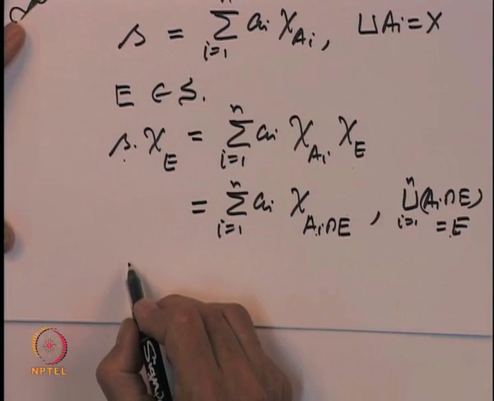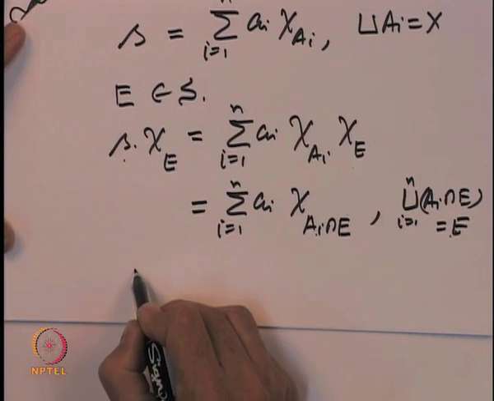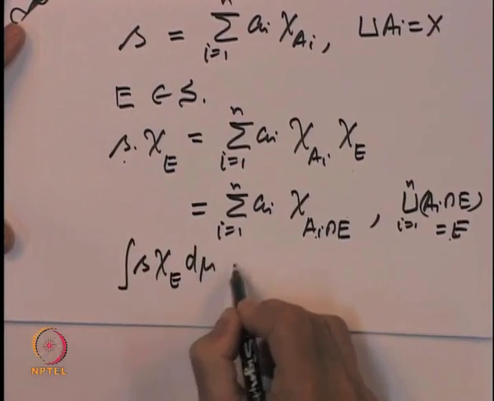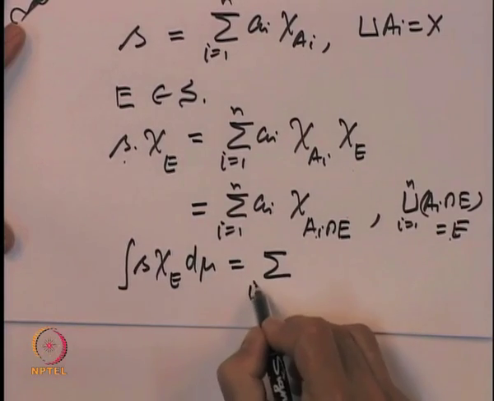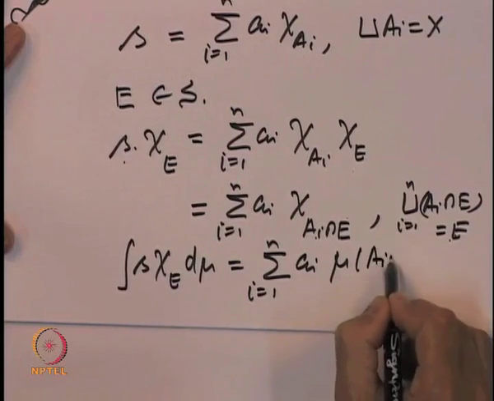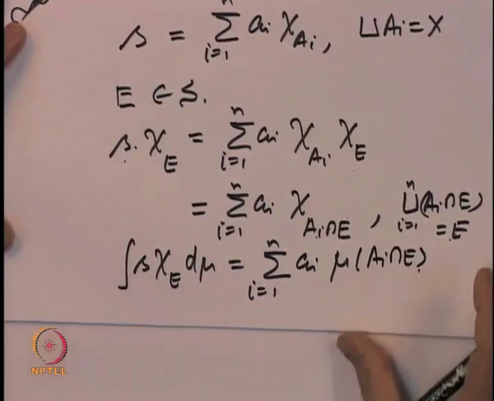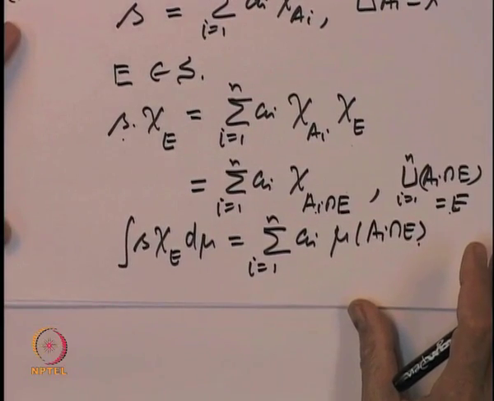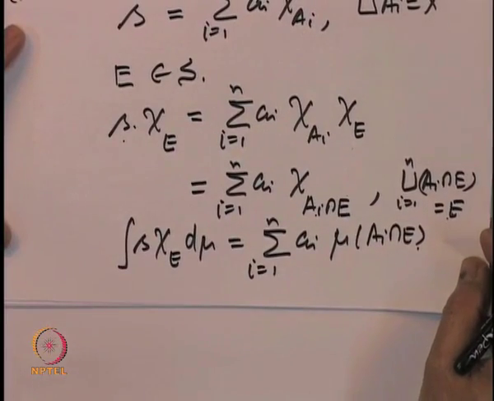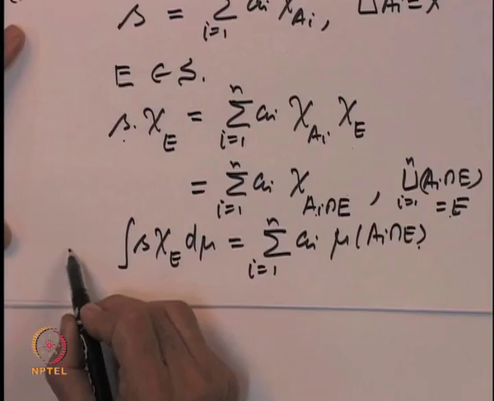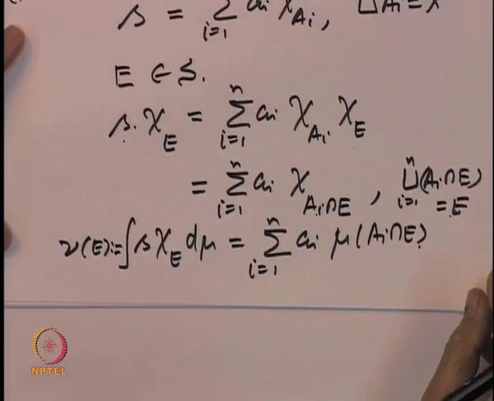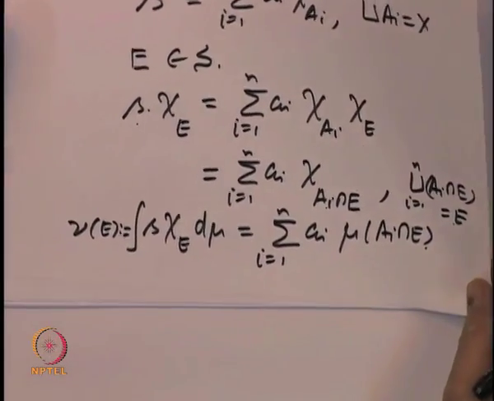And what is the integral of that? The integral of S chi of E d mu is equal to sigma I equal to 1 to n a I mu of A I intersection E. That is the integral of this function. We want to prove that if we call this nu of E, that is a measure. So let us check that property.